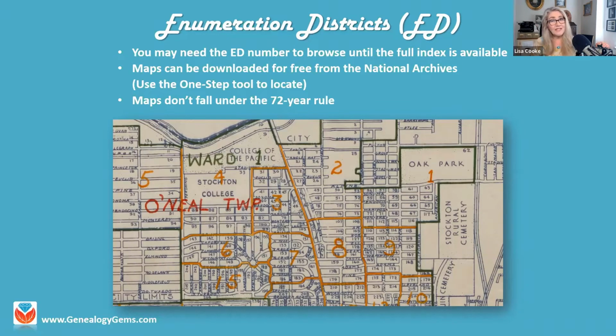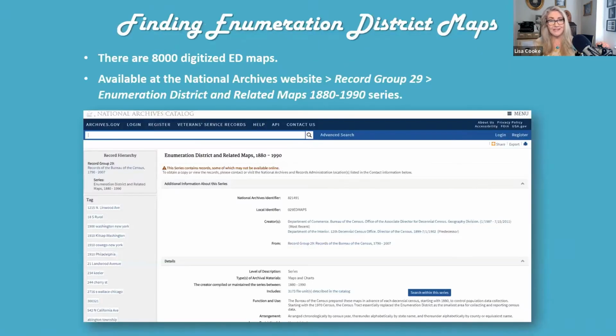And the good news is the maps do not fall under that 72-year rule that made us wait until April 1st of 2022 to get our hands on the 1950 census. So if you would like to get these maps, and I really encourage you to, when you think about family history and genealogy, it's all about location and time frame.